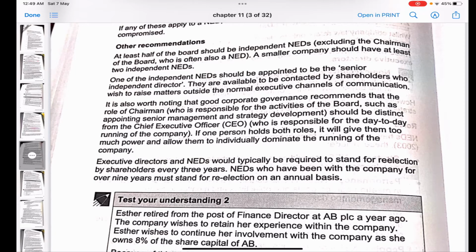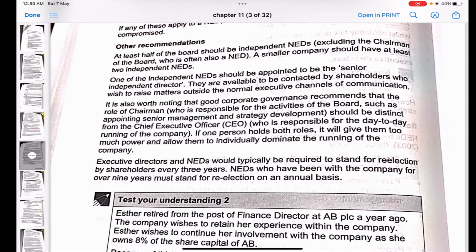One of the independent NEDs should be appointed to be the senior independent director. So one senior independent director must be there, who is an independent NED. They are available to be contacted by the shareholders who wish to raise matters outside the normal executive channels of communication. It is also worth noting that good corporate governance recommends that the role of chairman, who is responsible for the activities of the board, such as appointing senior management and strategy development, should be distinct from the CEO, who is responsible for the day-to-day operations.